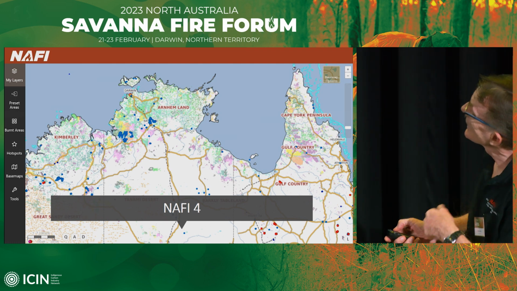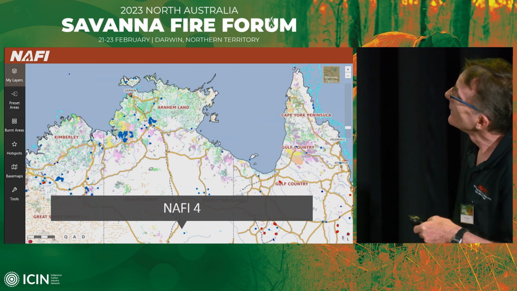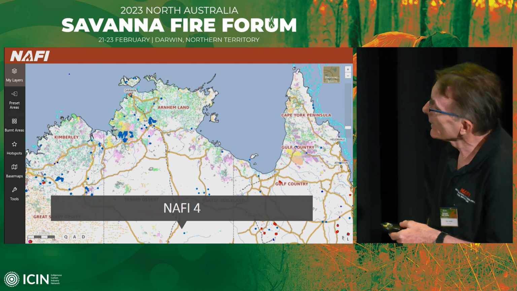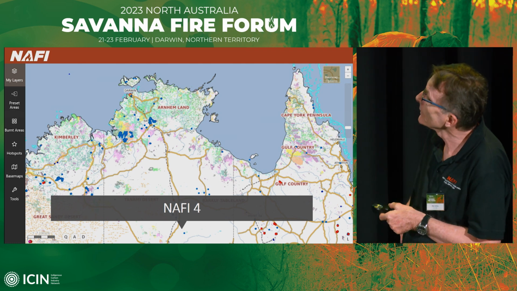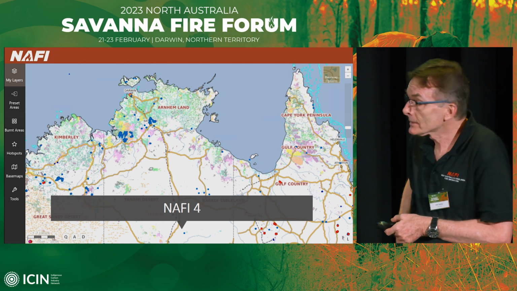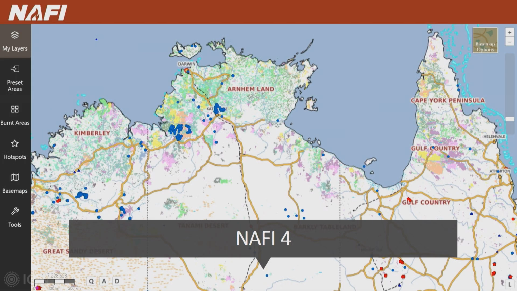So this is NAFI 4, the next version, which we're going to be launching this year, hopefully before most of the fire season. What we're doing here is essentially the same, but we're trying to simplify the menus, which is the feedback. There's a lot of menus on the current NAFI, so a lot of people don't realise that the stuff exists. It's because it's buried in a menu. And we're going to simplify the menus.